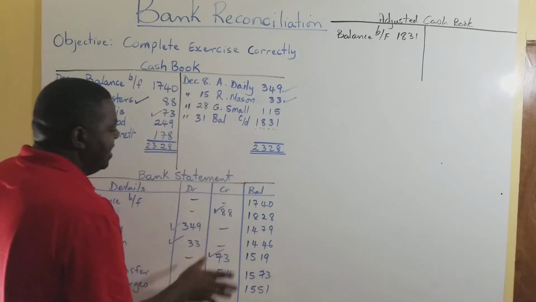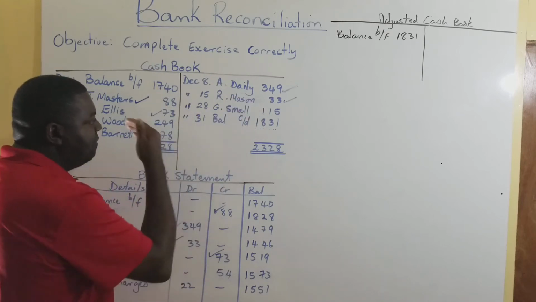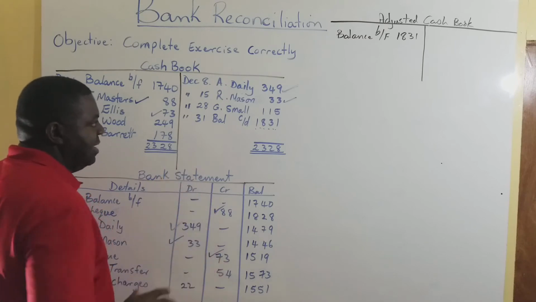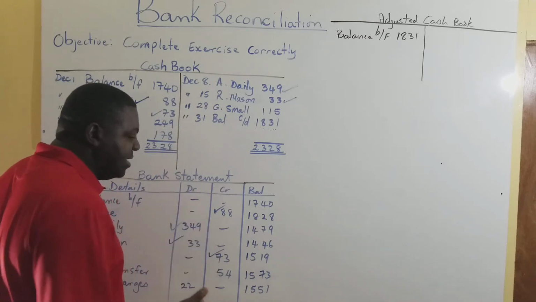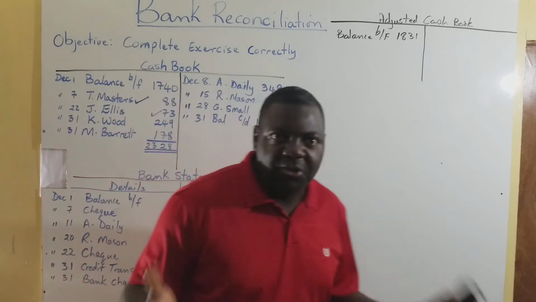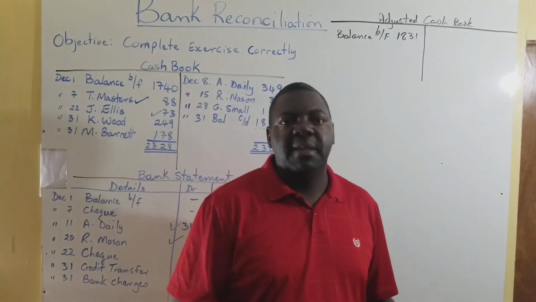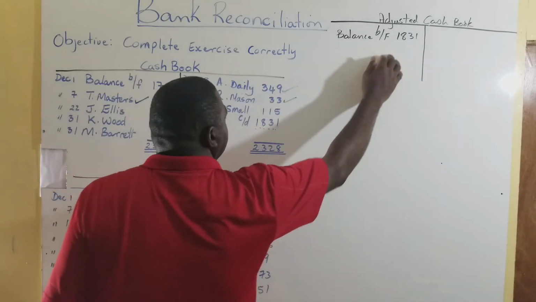So we have identified all the items that would have been in both the cash book and the bank statement. The others that are not ticked would have been the ones creating the discrepancy or the disagreement between the balances of the bank statement and the cash book. All right, so we need the items to go into the adjusted cash book.